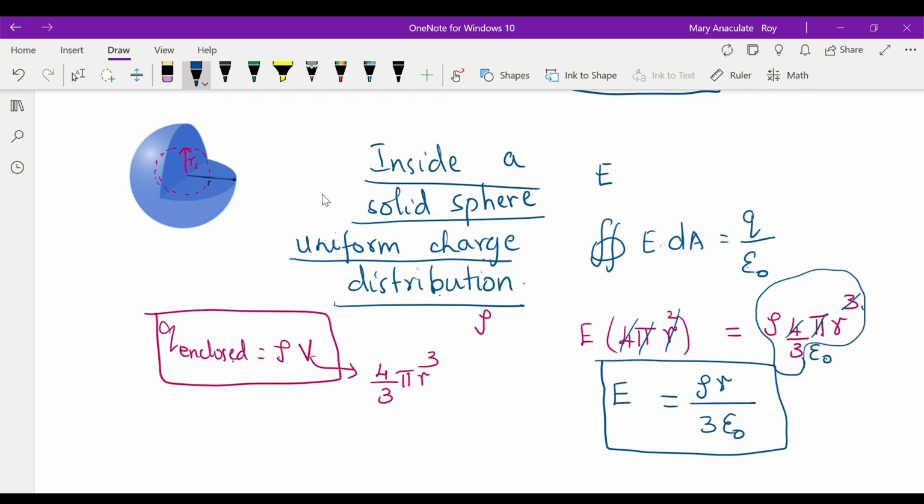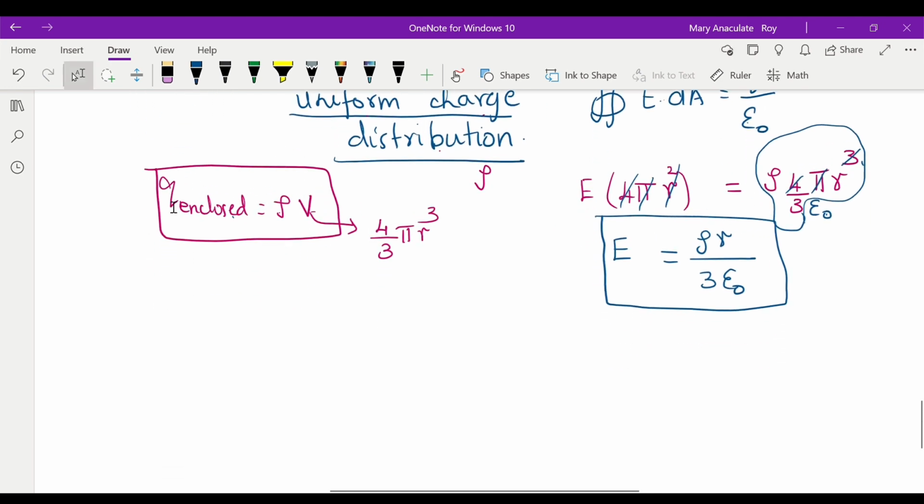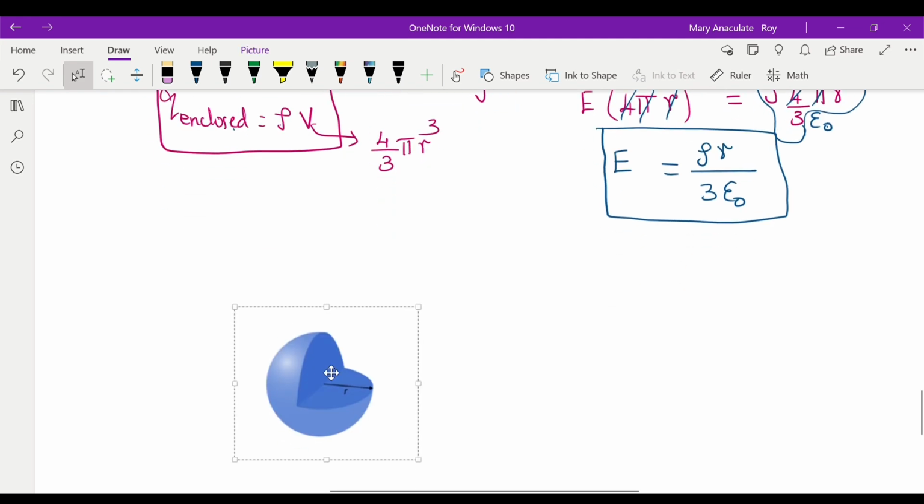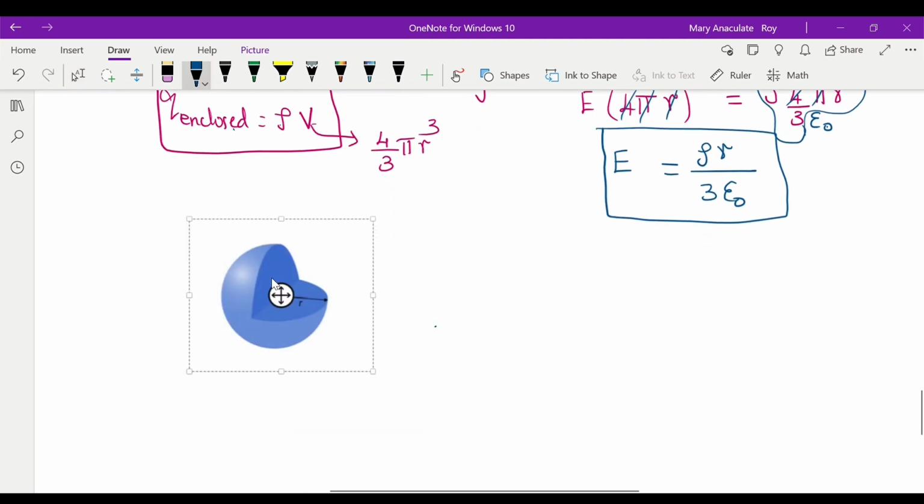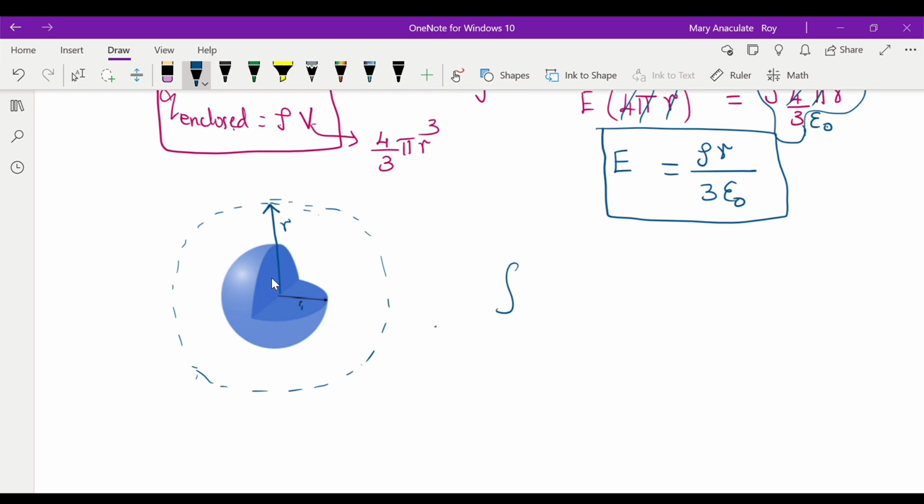Alright, that's the derivation. Now for outside the solid sphere, if you take a point outside the solid sphere, let's assume the distance again. Just to differentiate this, you can take it as r1. So this is r at a point outside the sphere. You will choose a Gaussian surface. Again, it's going to be in the shape of a sphere, which is enclosing the entire solid inside. So you start with the same formula.